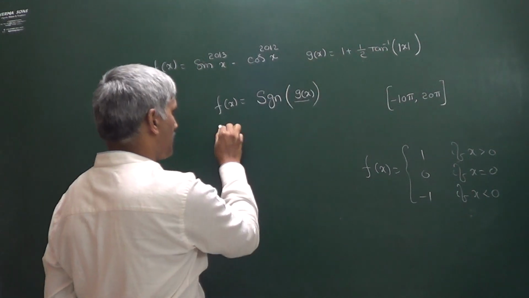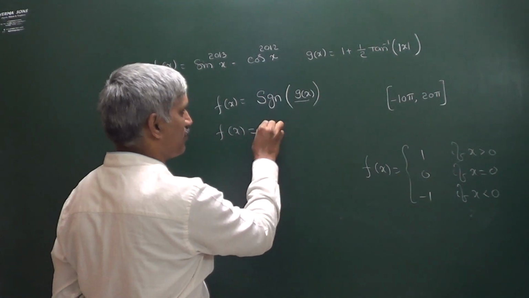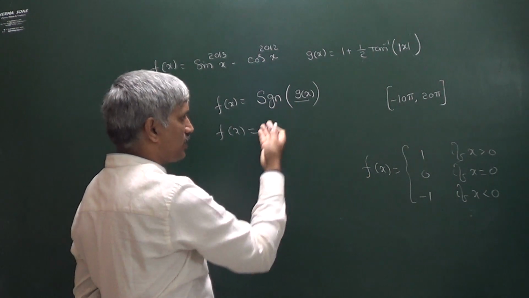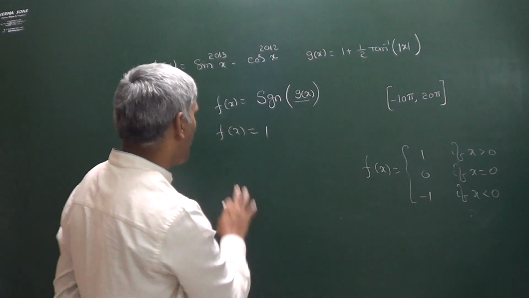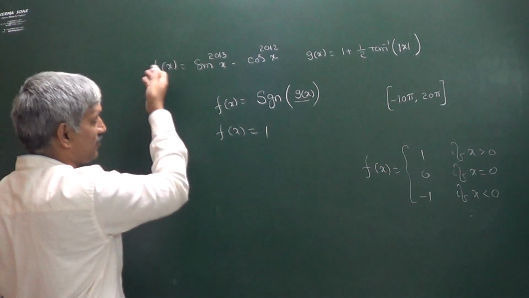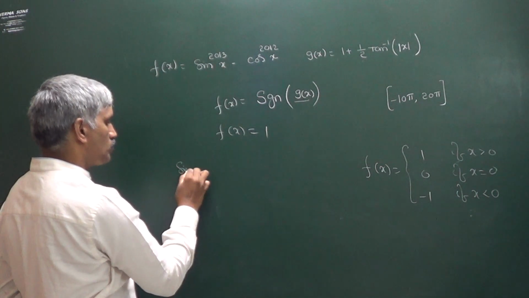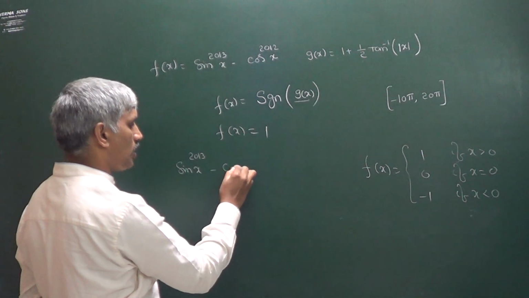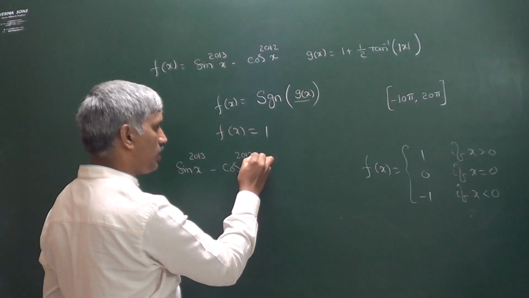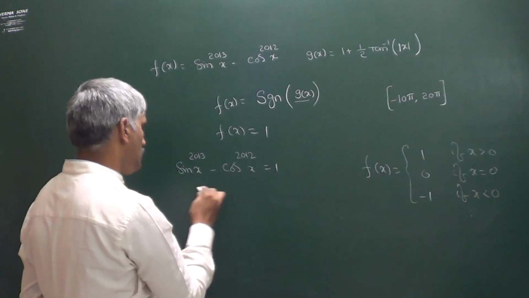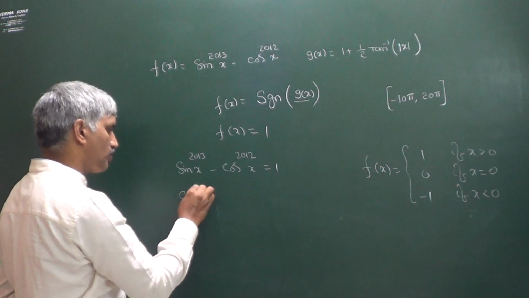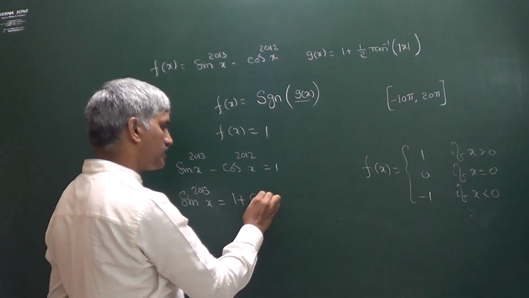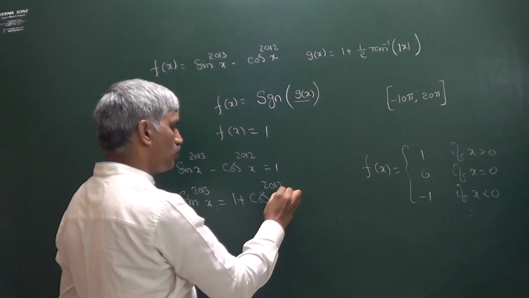greater than 0. So I can say f of x must be equal to 1 because it is greater than 0. When greater than 0, signum becomes 1. Right? So f of x is equal to 1. That means sin x whole to the power of 2013 minus cos x whole to the power of 2012 is equal to 1. So I can write sin x whole to the power of 2013 is equal to 1 plus cos x whole to the power of 2012.